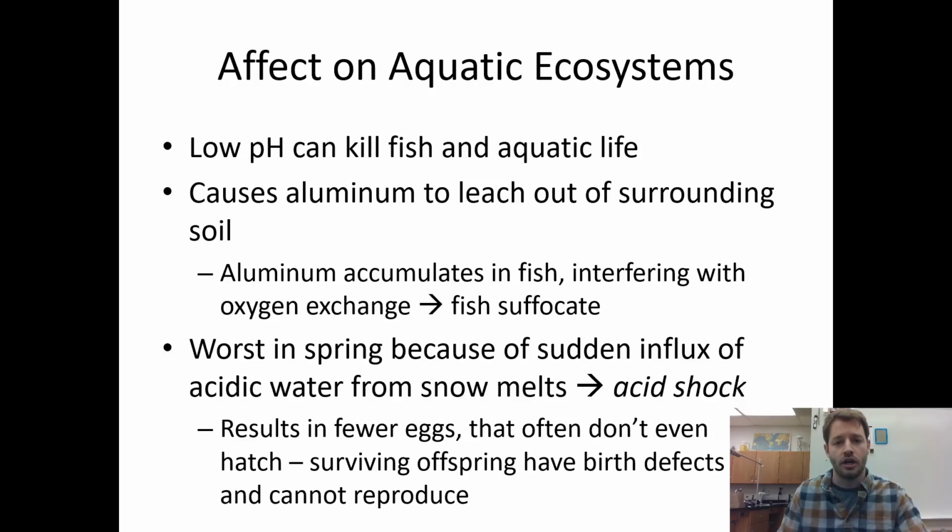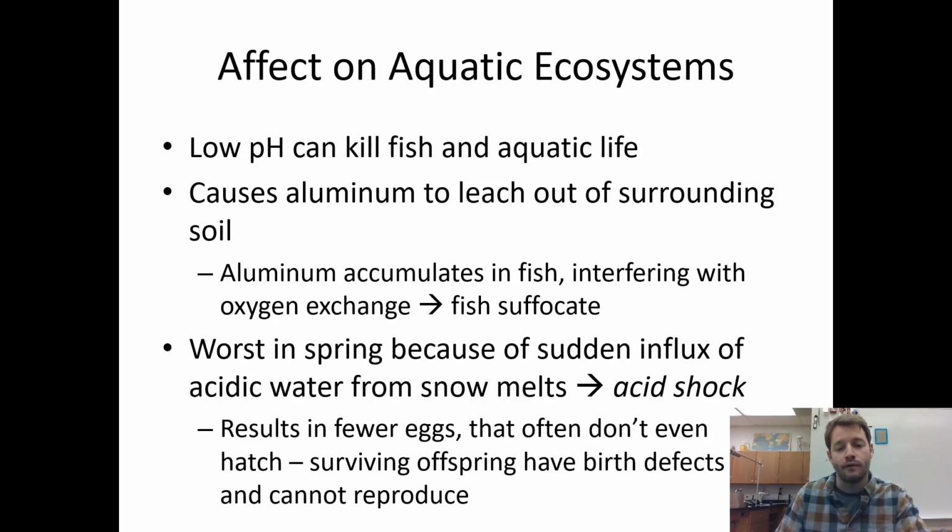Acid precipitation obviously not only affects plants, but it affects aquatic ecosystems as well, because if you have acid precipitation, that water, what starts in the sky, ends up in surface water as well. And so that also lowers the pH, so low pH can kill fish and aquatic life. It can cause aluminum to leach out of surrounding soil, and then aluminum as a metal can accumulate in the fish, interfering with their oxygen exchange, and this can lead to the eventual suffocation of the fish.